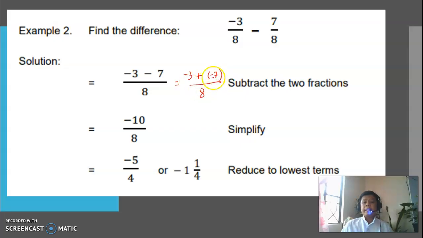Dito napansin natin na same sign sila. Sa addition ng integers, same sign, add and keep. Add the numbers and then keep the sign. 7 plus 3 is 10. Tapos, copy natin yung negative. Kaya, negative 10 over 8.